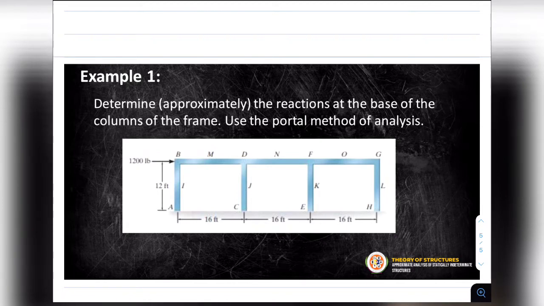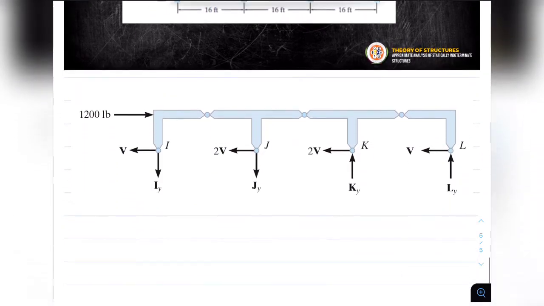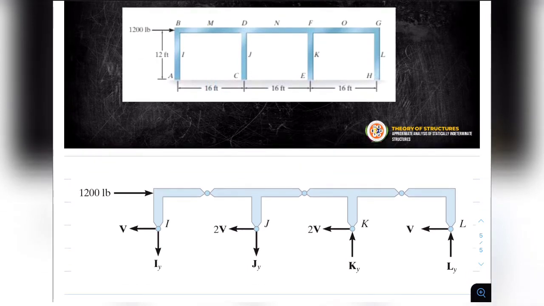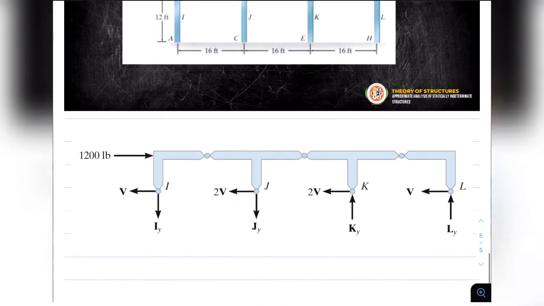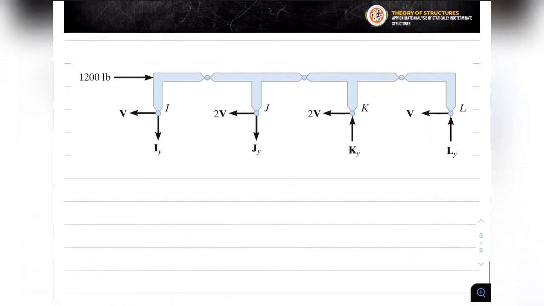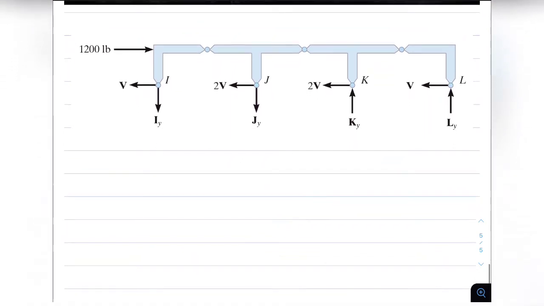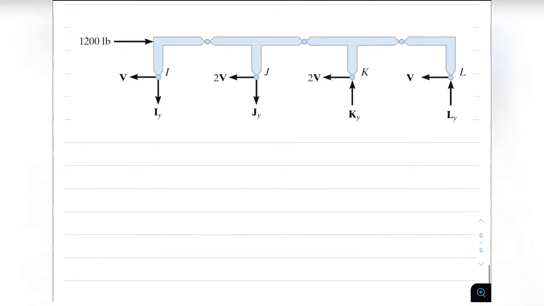Applying the first two assumptions of the portal method, we place hinges at the centers of the girders and columns of the frames. A section through the column hinges at I, J, K, and L yields the free body diagram as shown. Here, the third assumption regarding the column shears applies. The exterior column will receive a value of V, while the interior columns will receive 2V.